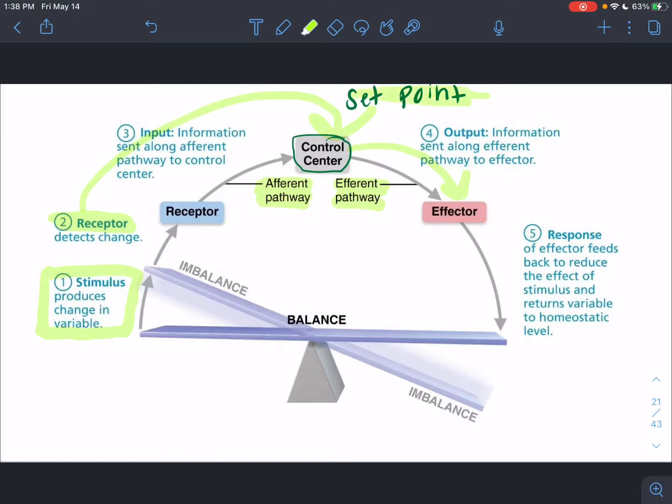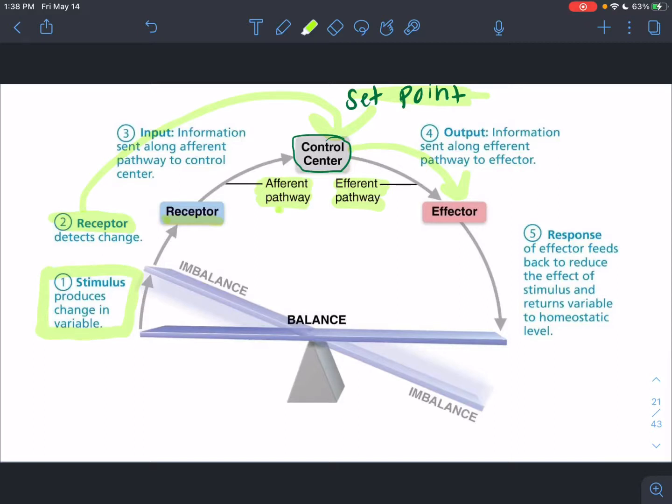All right, so that's the basic breakdown. You have, again, some sort of stimulus, information sensed by a receptor. A receptor goes through the afferent pathway to the control center. Control center determines the set point and comes up with a response to the stimulus.